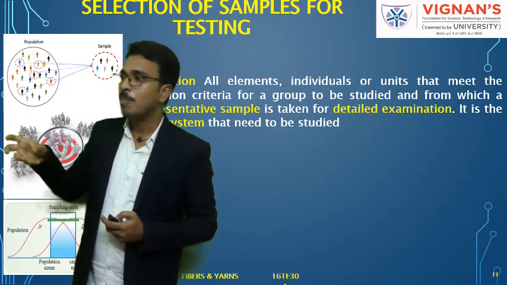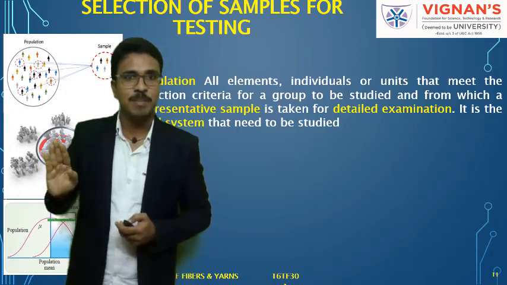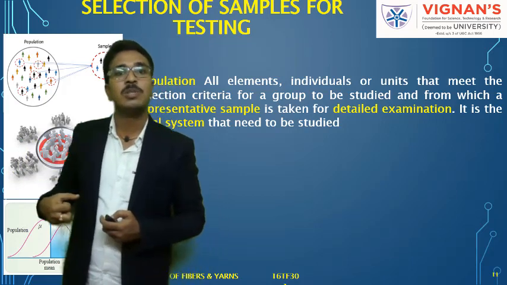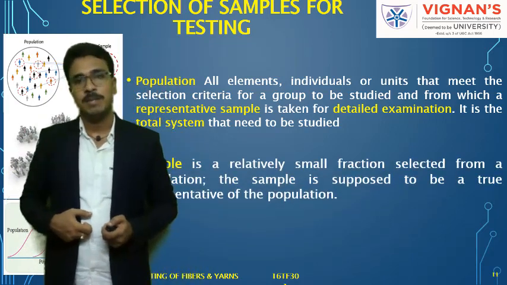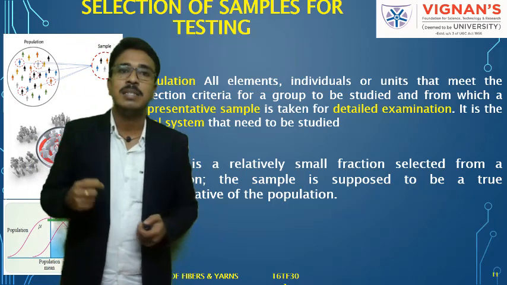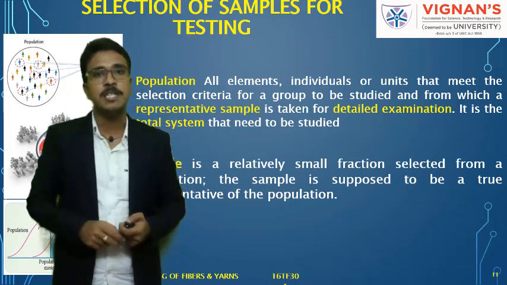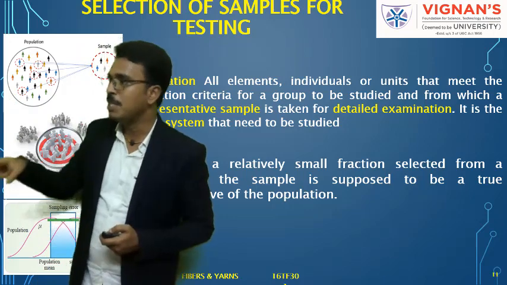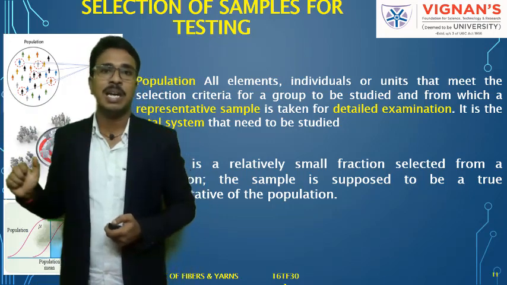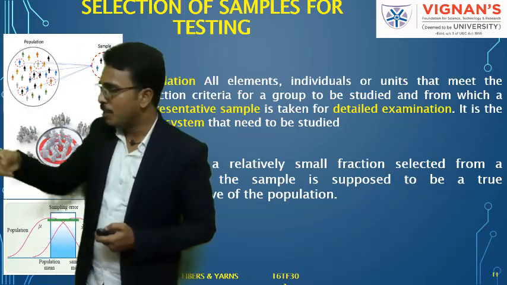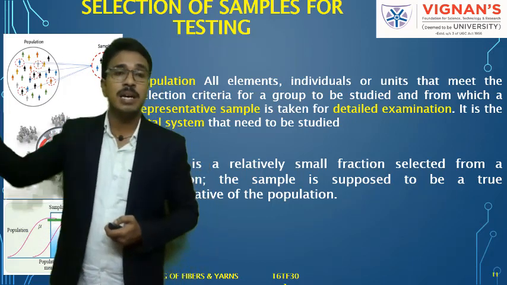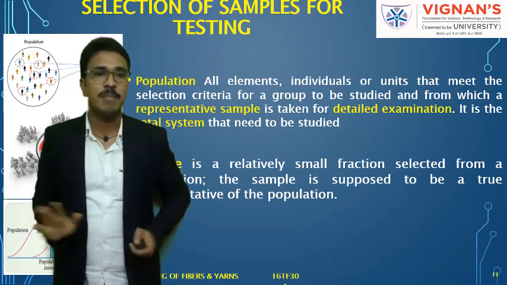So here, population is nothing but the 1000 garments. The 20 or 30 you are taking from the population is called a sample. A sample is a relatively small fraction which is selected from the population. The 20 garments we are selecting from the 1000 garments. So the quality of these 20 garments will decide the acceptance or rejection of the 1000 garments.